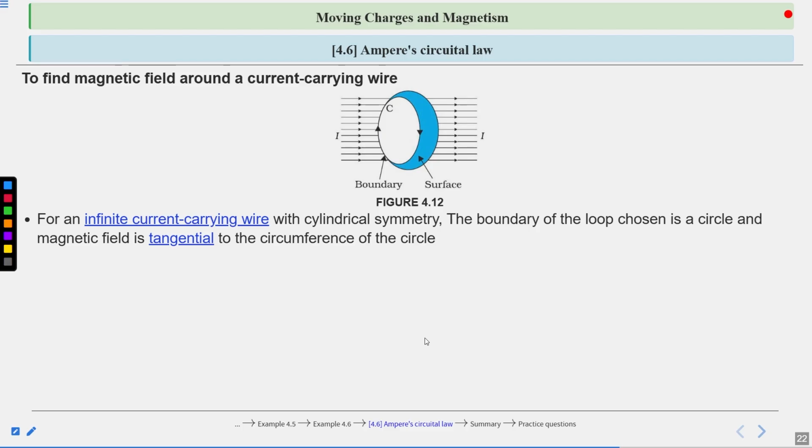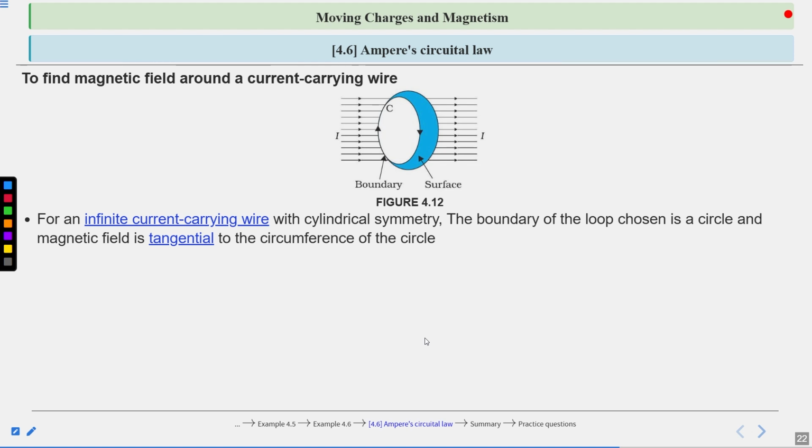If we are considering a linear wire, like we considered in electrostatics in Gauss law, a linear charge wire, the symmetry or surface around the wire is cylindrical. The Gaussian surface around the wire was a cylinder. Similarly, for an infinite current carrying wire with cylindrical symmetry, the wire is cylindrical. Okay, the boundary of the loop chosen is a circle.